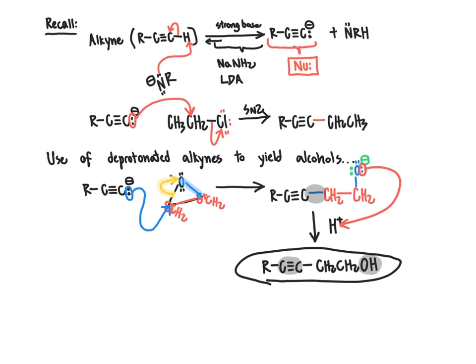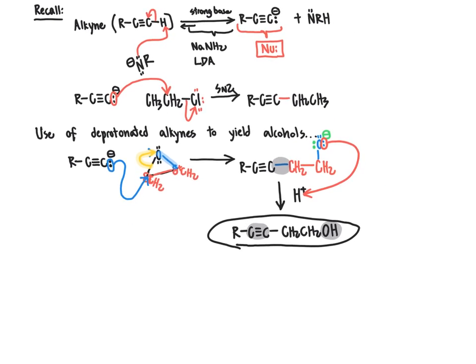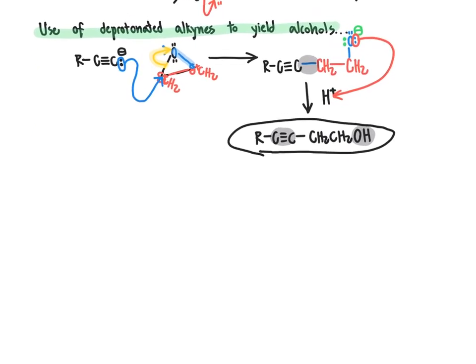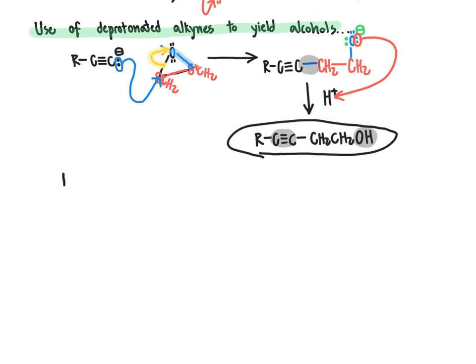So another way to take a deprotonated alkyne and use that as a tool for yielding alcohol products is, rather than using an epoxide with your deprotonated alkyne, instead we could use an aldehyde or ketone with the deprotonated alkyne. So let's take a look at that scenario right here. So we'll take our same starting material, deprotonated alkyne. We'll react it now with an aldehyde or ketone. So let's go ahead and do acetone, also relatively commonly known as fingernail polish remover.